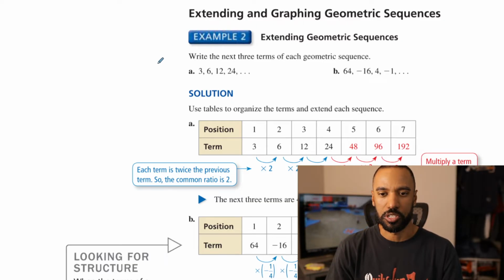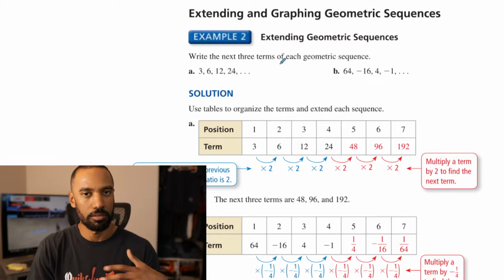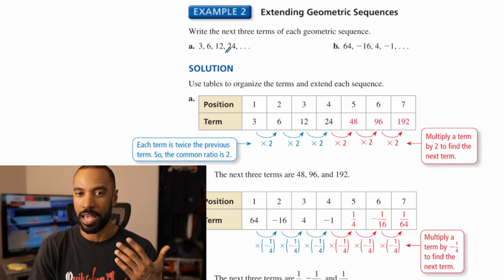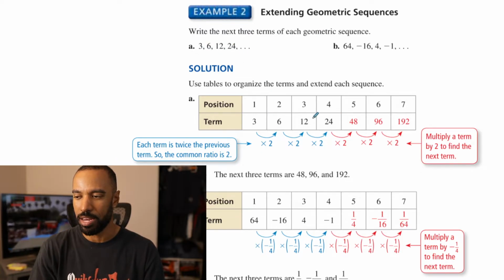Extending and graphing geometric sequences. Well, extending means nothing more, I believe, than just filling out the rest of the sequence, whether it's written as a list or in a table. Here they say write the next 3 terms of the sequence here, 3, 6, 12, and 24. It is a list. They made it into a table.